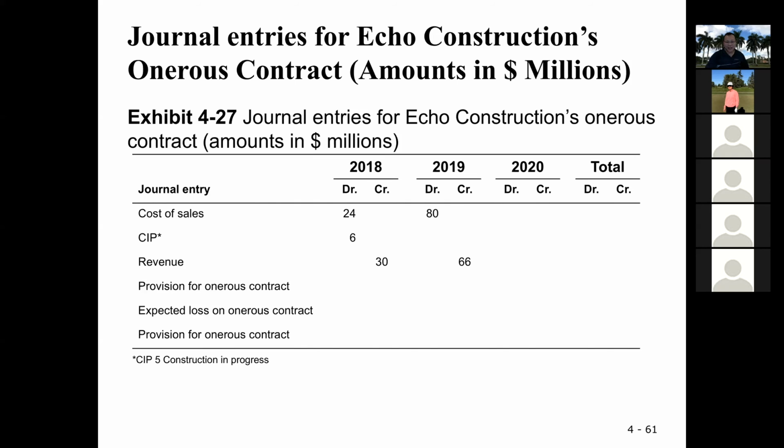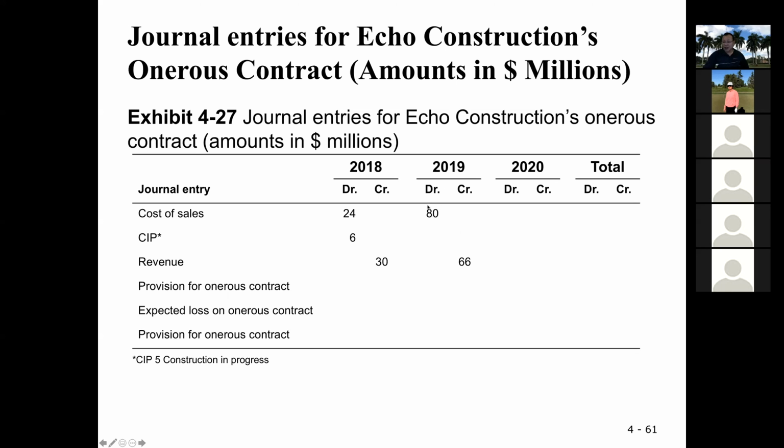In 2019, the revenue is 66. The cost of sales is 80. So can I debit CIP now? No, you need to credit. How much do I credit here for CIP? 14. Yes, it should be 14.